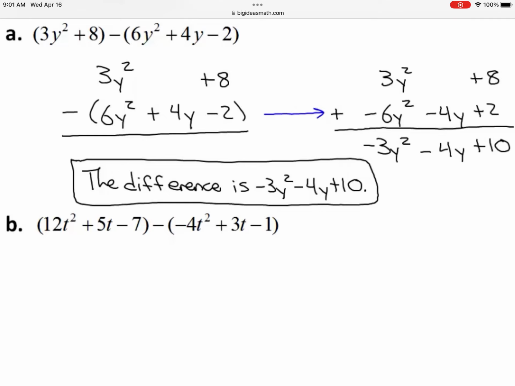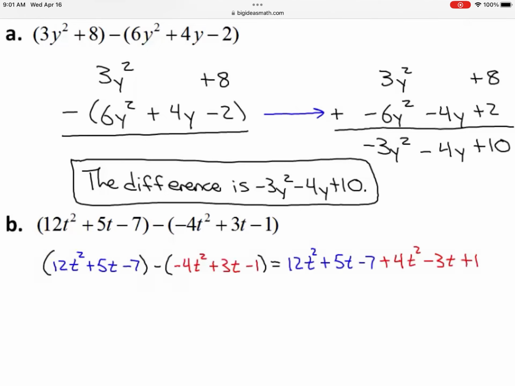Part B. The quantity 12t squared plus 5t minus 7 minus the quantity negative 4t squared plus 3t minus 1. First use the distributive property. Multiply each term in the second polynomial by negative 1 to rewrite the expression as 12t squared plus 5t minus 7 plus 4t squared minus 3t plus 1.